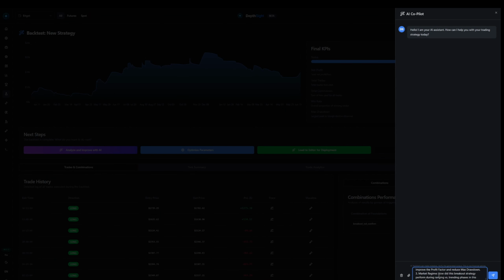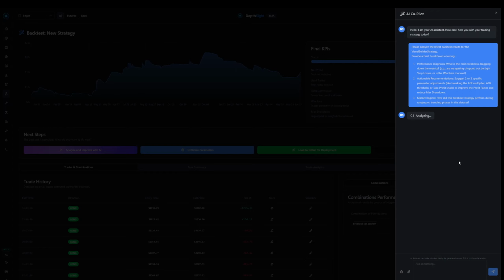Want to take these results to the next level? Just ask the AI copilot again. The AI analyzes your live trades and backtest results to provide actionable trading recommendations.